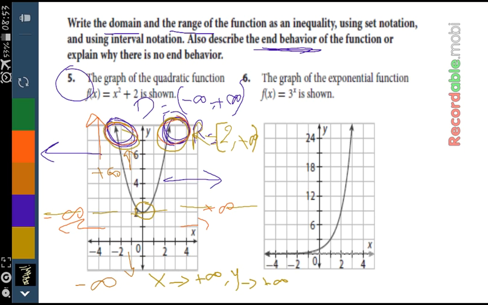The other one, x goes to negative infinity to the left, and y goes to positive infinity also, because this arrow is going to the left up. So this is what we call an end behavior statement for this function. As x tends to positive infinity, y also tends to positive infinity. As x tends to negative infinity, y tends to positive infinity.